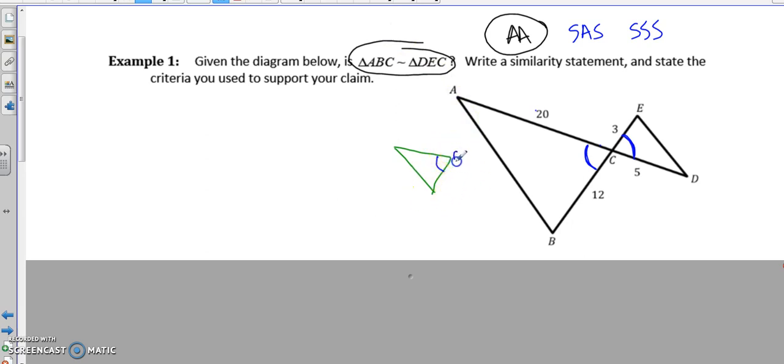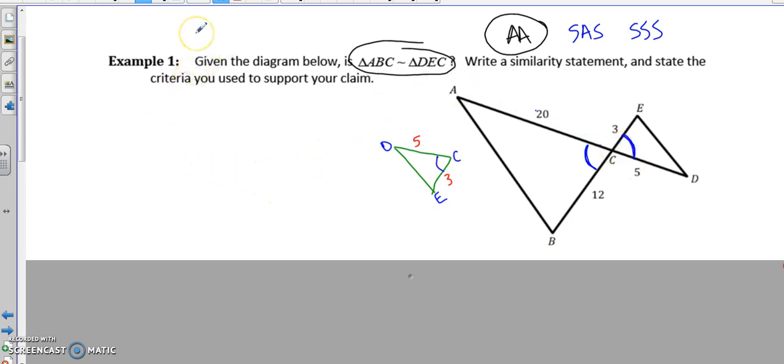I know this is C. After the rotation, this becomes D, and that side is E. So the sides I can label, I know this is 5, and after the rotation, this is 3. So we have that SAS relationship.